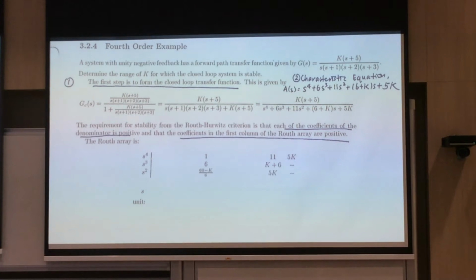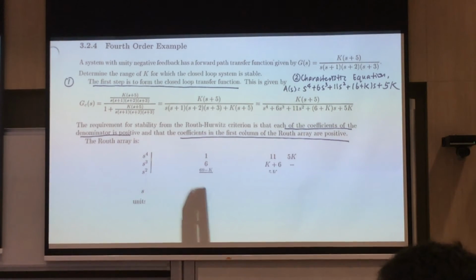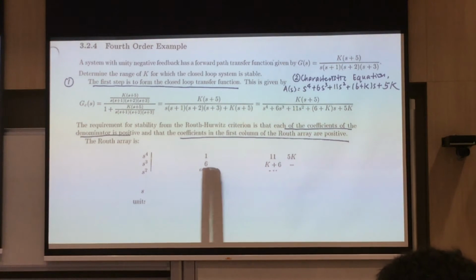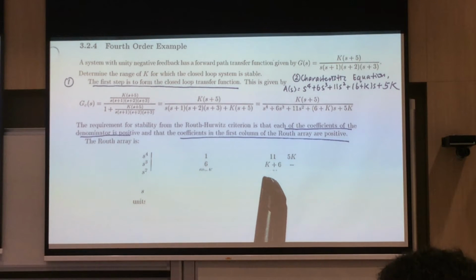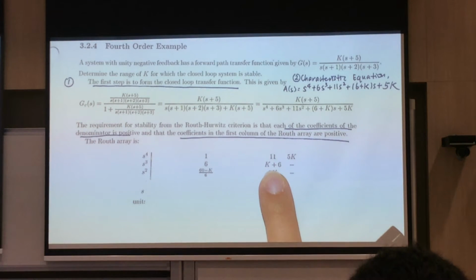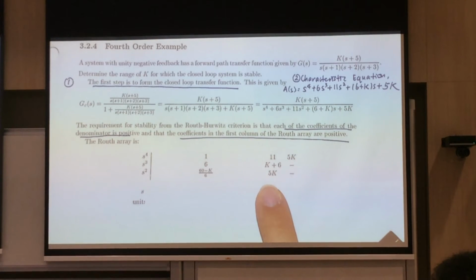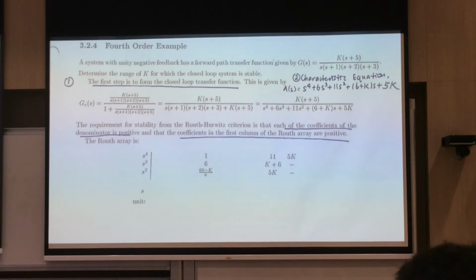Okay? You look at the next row. Tell me what's the next row. You look at 6. Alright, you take 6 times 11 minus 1 times (6 plus k) divided by 6. Okay? So you got here (60 minus k) over 6. Just simplify. The next element, alright, you still look at 6. You take 6 times 5k minus 1 times nothing over 6. So you end up with 5k. Okay? Carry on.